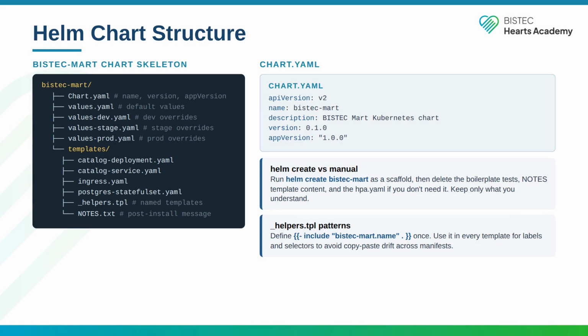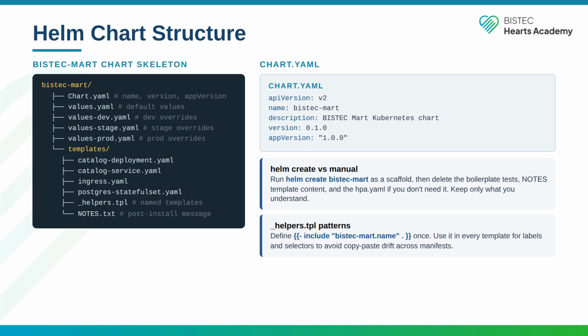Think of Helm as the package manager for Kubernetes. npm packages Node.js libraries. Helm packages Kubernetes applications. A Helm chart is a collection of YAML templates with a values file that makes them configurable. Instead of hard-coding image tags and replica counts, you parameterize them.